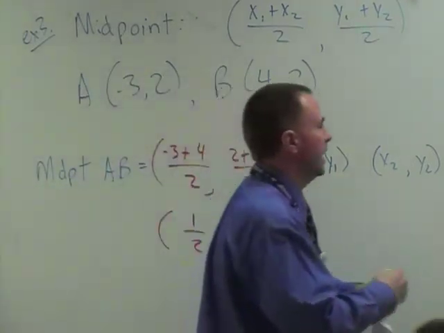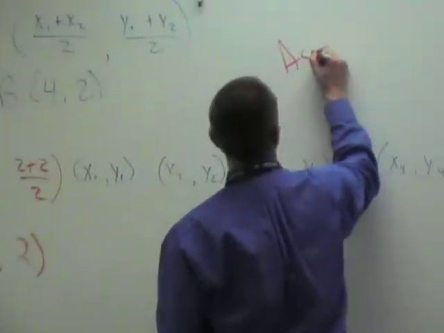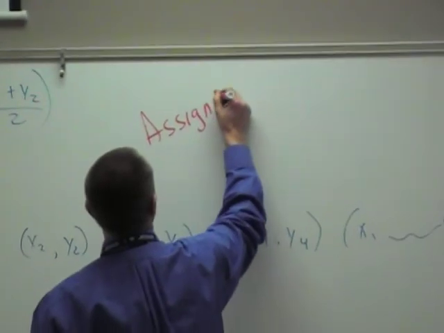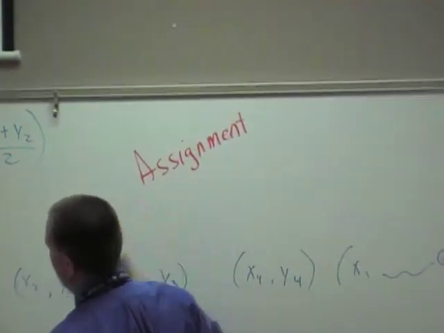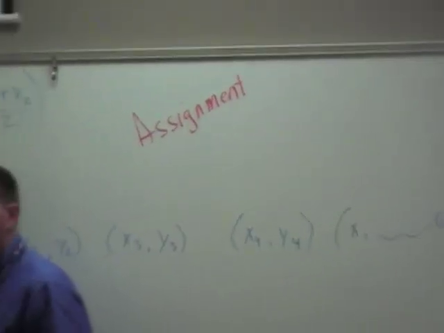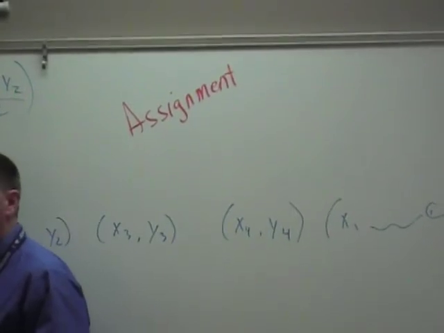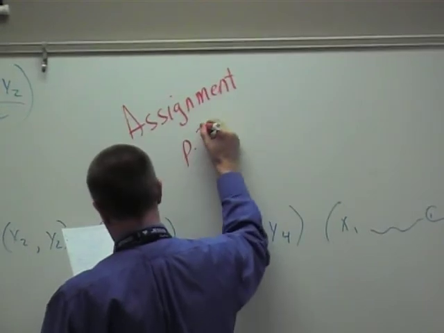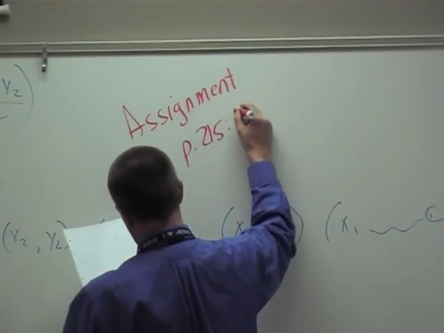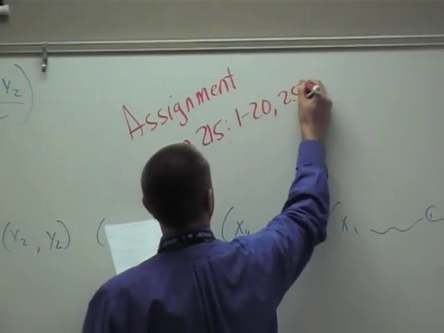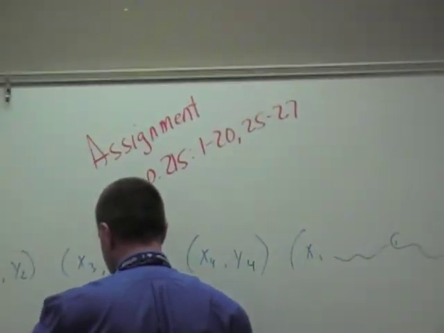Alright, here we go. Your assignment. It's like 1/2 and 2 is your answer, right? Yep. And you gotta give it to me as a coordinate because that's what you found. That's where the midpoint is. Alright. Okay? So, page 215. 1 to 20 all and 25 to 27 all.